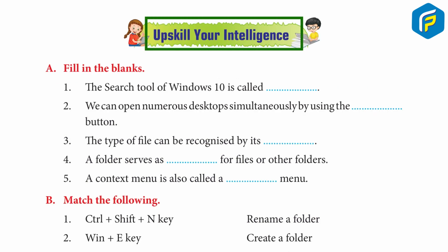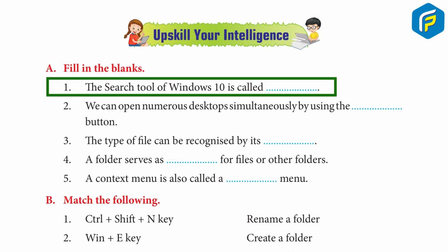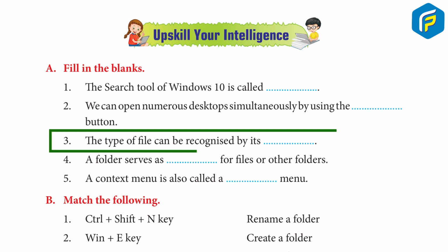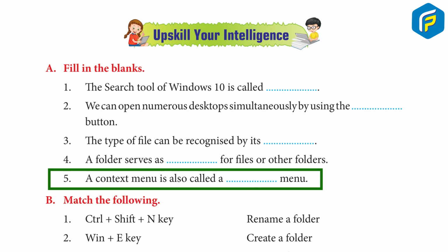Upskill your intelligence. A. Fill in the blanks. 1. The search tool of Windows 10 is called dash. Answer: Cortana. 2. We can open numerous desktops simultaneously by using dash button. Answer: Task View. 3. The type of files can be recognized by its dash. Answer: Icon. 4. A folder serves as dash for files or other folders. Answer: Storage. 5. A context menu is also called a dash menu. Answer: Pop-up.